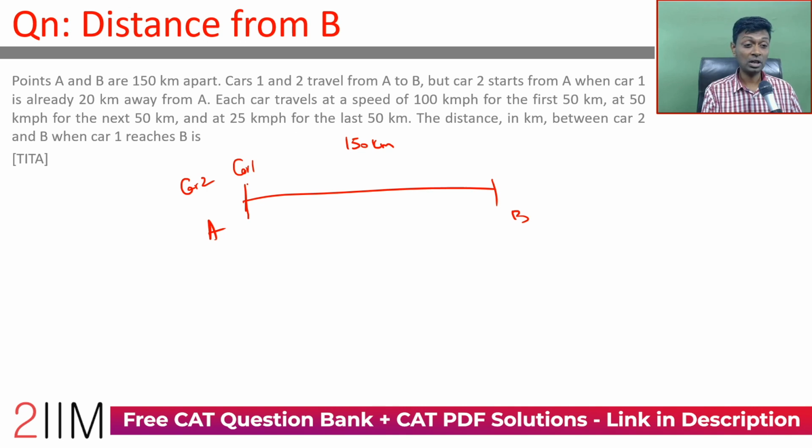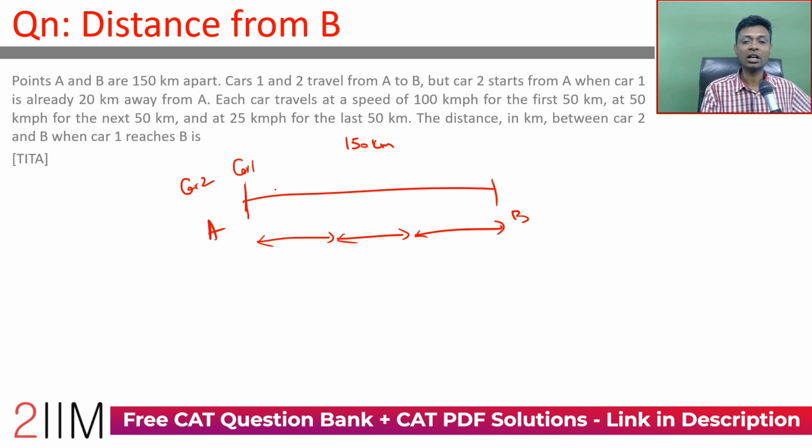The distance in kilometers between car 2 and B when car 1 reaches B is... So car 1 starts, and for the first 50 kilometers we travel at 100 kilometers per hour. So I'm going to break this into 3 parts: 50, 50, 50. Fine. When car 1 is 20 kilometers ahead, that is when car 2 begins the journey.